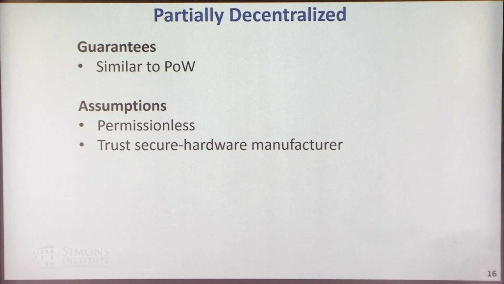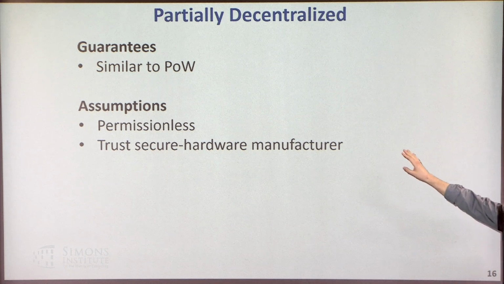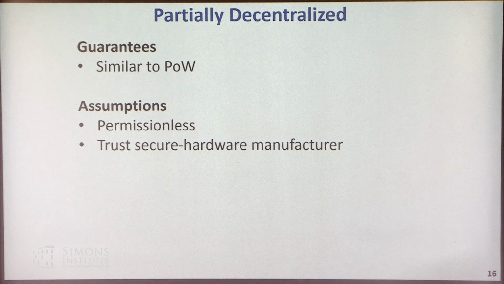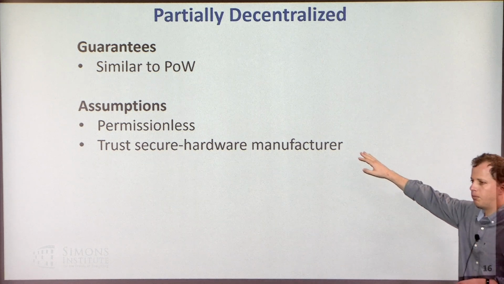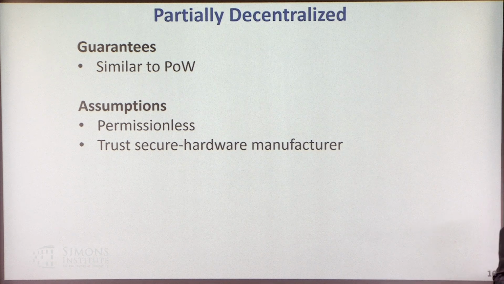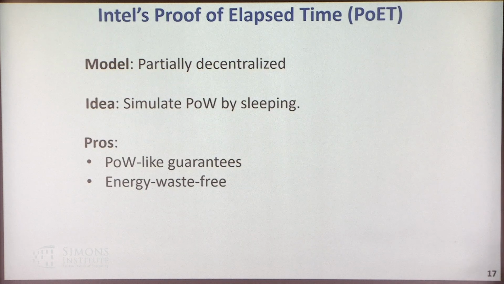So when you introduce TEEs into this picture, you're moving into a model that we call partially decentralized. So we want guarantees that are similar to proof of work, and anyone can join. They go to the store and they buy an Intel processor and they can run SGX, for example. But we're adding a level of trust. We need to trust that the secure hardware manufacturer is following the rules. And indeed, Intel proposed to do something like this in what we call the partially decentralized model.